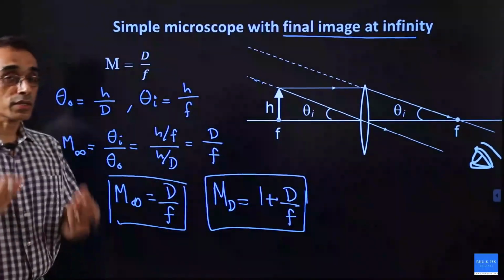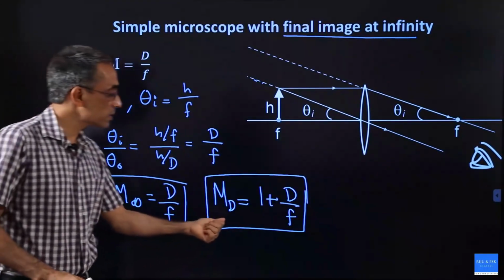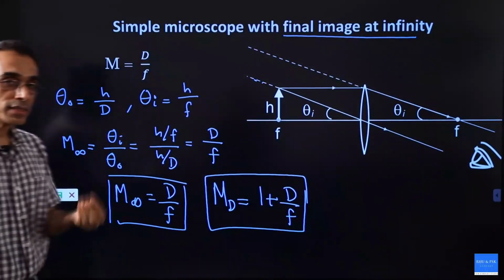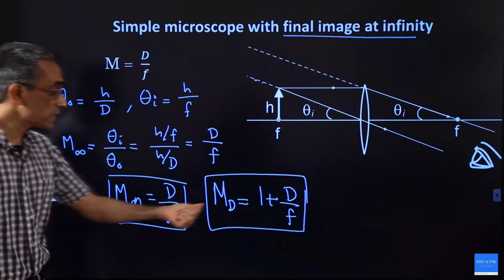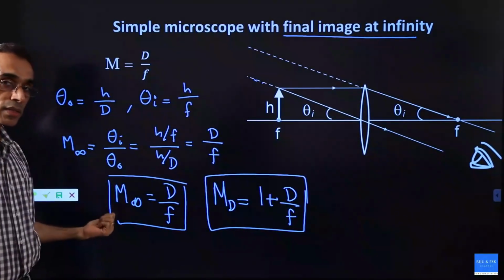So when a question comes, be careful. If you want the largest size image, this is the equation. If you want relaxed vision, this is the equation. And you can see this is more than this. Magnification at d is more than magnification at infinity.